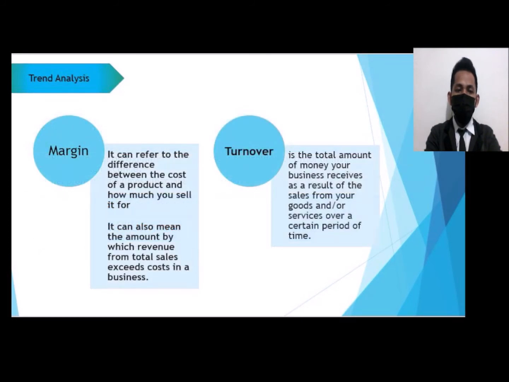So what is margin? Margin can refer to the difference between the cost of a product and how much you sell it for. It can also mean the amount by which revenue from total sales exceeds cost in a business. Turnover is the total amount of money your business makes. So in short, margin and turnover depend on how well your business is running. Margin is in percentage form, showing more profit, so if you have a high margin and a positive margin, you also have a big turnover.